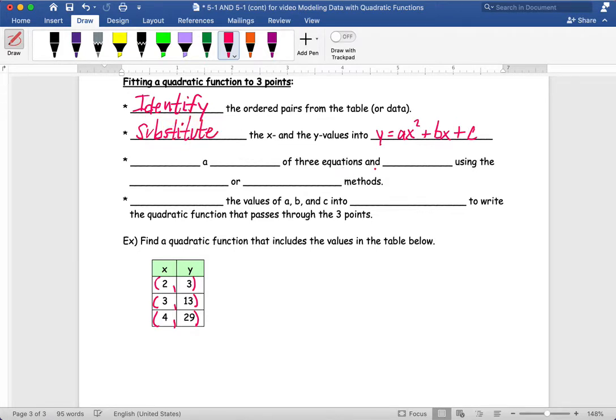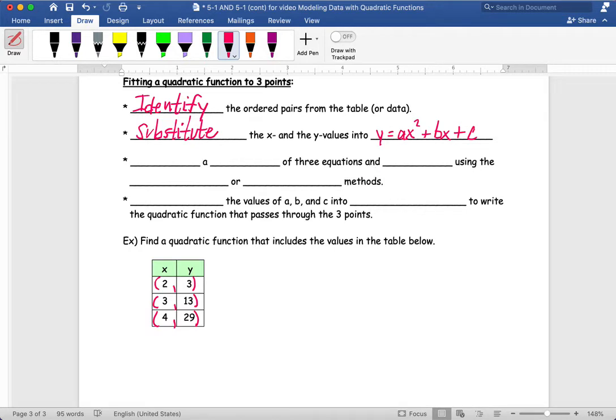What are you going to substitute? Well, we know what y is. Y is 3. We know what x is. X is 2. And we're going to do this not just once, not just twice, but 3 times because we have 3 ordered pairs. And this is going to create a system of 3 equations that we're going to solve and find what is the value of a, b, and c.